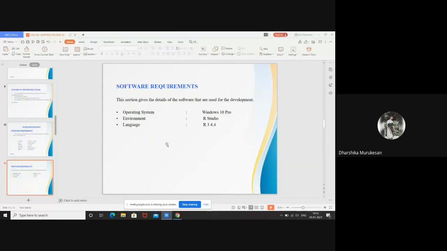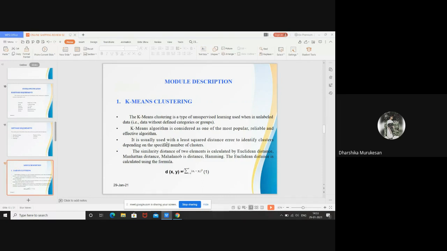and software requirements. Next, we use the main algorithm, the k-means algorithm. The k-means algorithm is mainly based on the k value. It is used for soft clustering and also for unsupervised learning on unlabeled data. This algorithm is the most popular, reliable and effective algorithm.